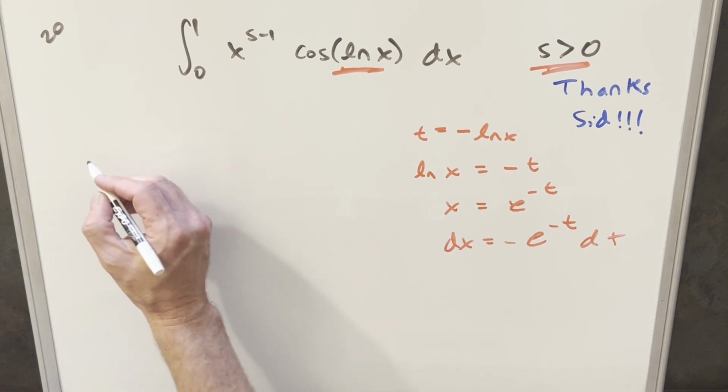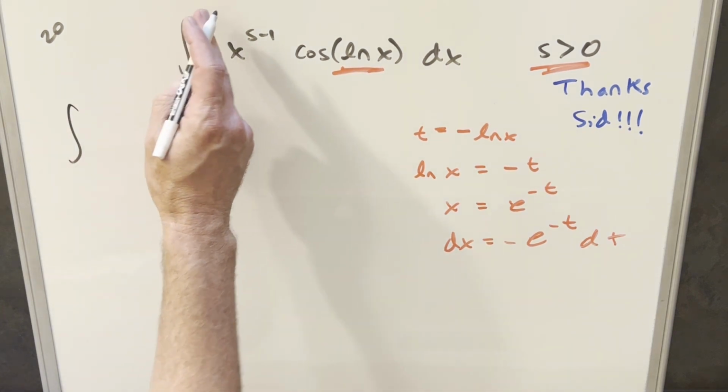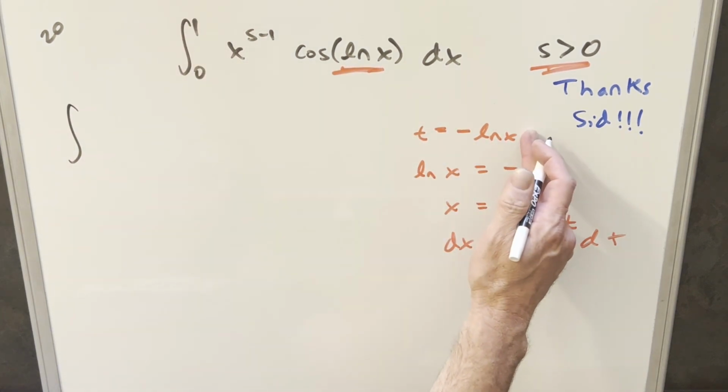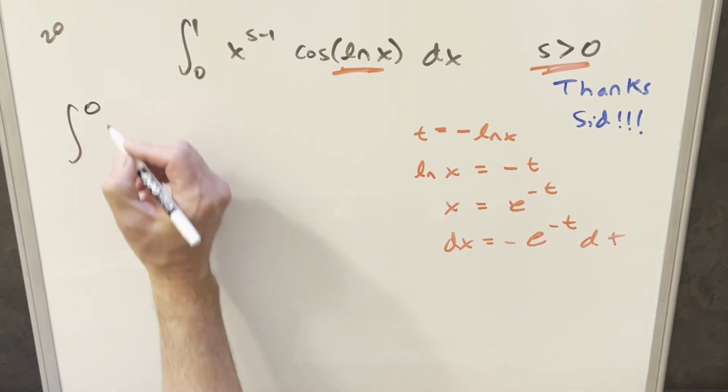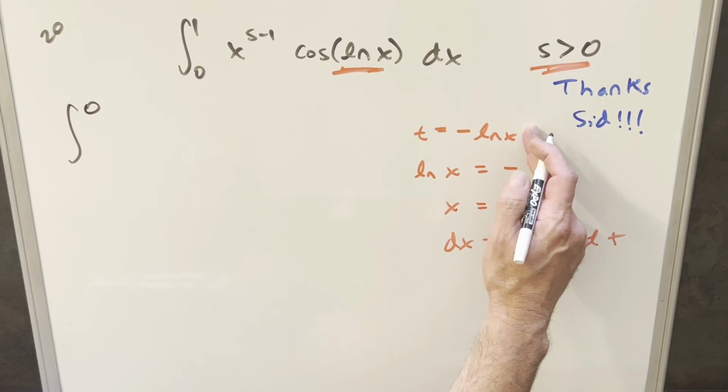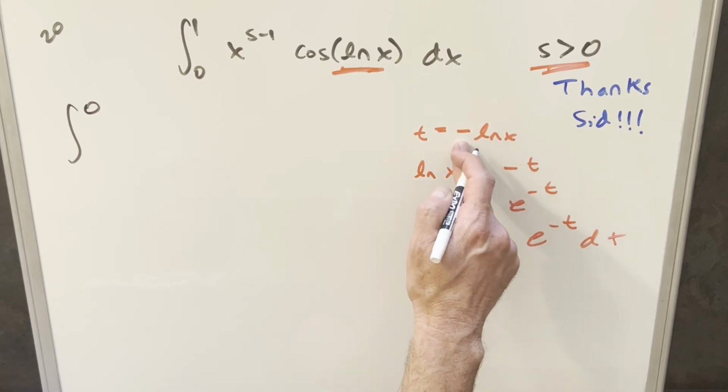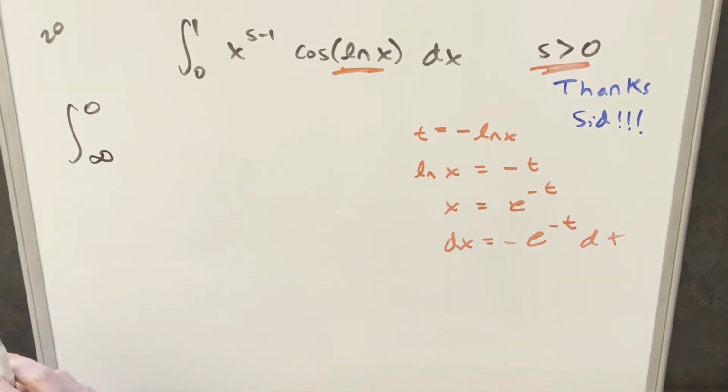So I'll go ahead and do the substitution. First I need to plug 1 in someplace. Plug in 1 right there. Natural log of 1 is going to be 0, so our upper bound is just going to be 0. Plug in 0, we have minus infinity, but the minus is going to turn that into positive infinity.